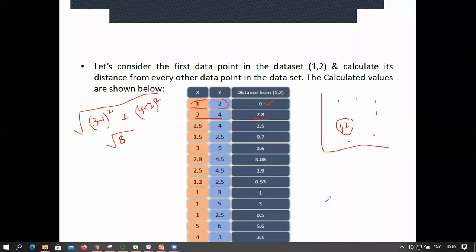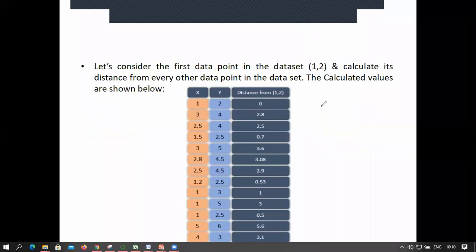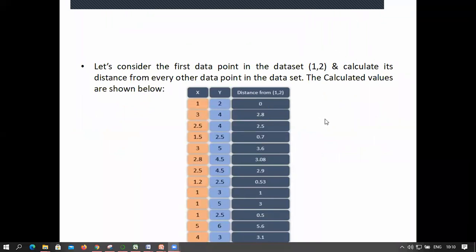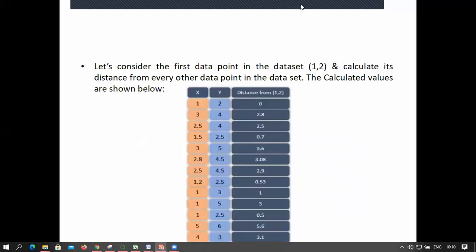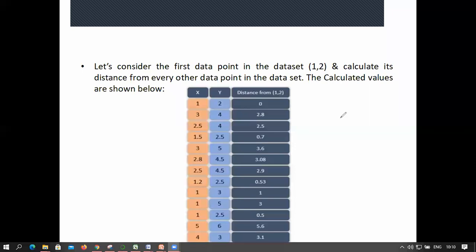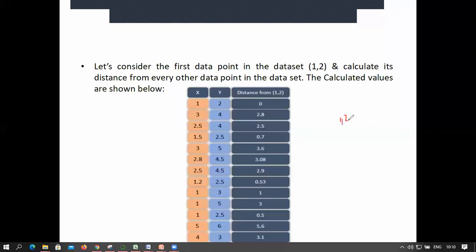Okay. Now, what is the minimum distance that we have set? What is the value of epsilon? You can go to the previous slide and check what the value of epsilon is. It was 0.6. Okay. That means if I take this 1, 2 point as the center and draw a circle with radius 0.6, what are the other data points that are coming within this?